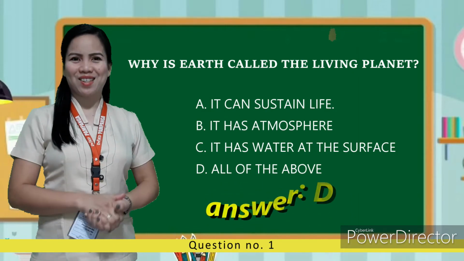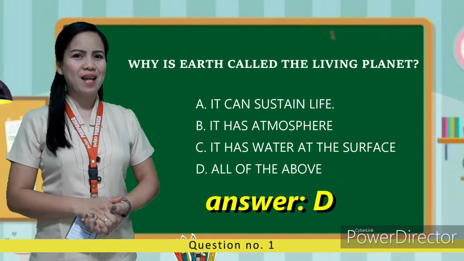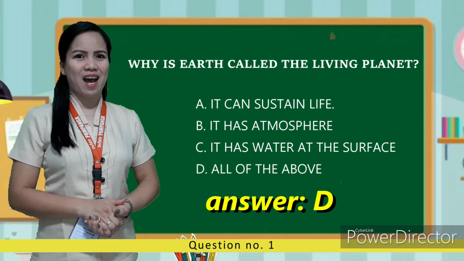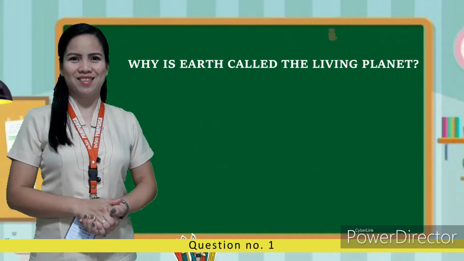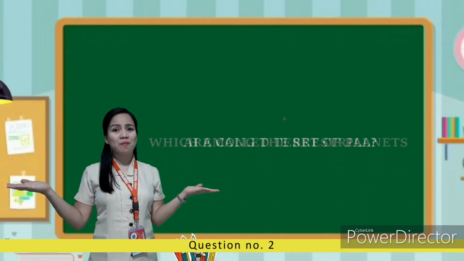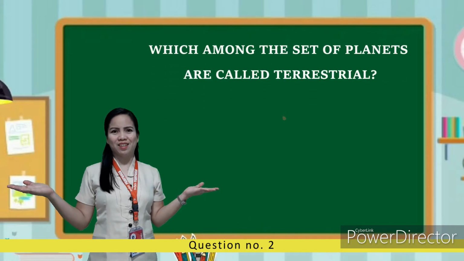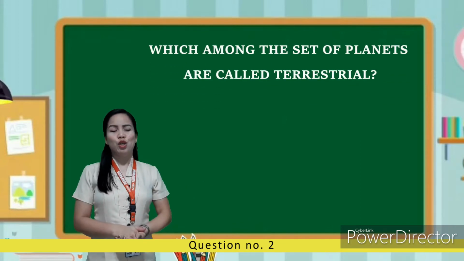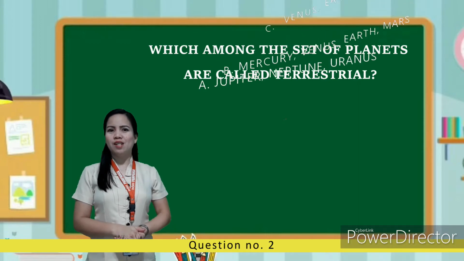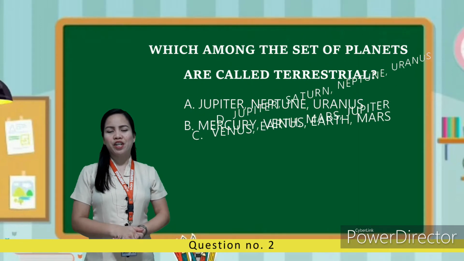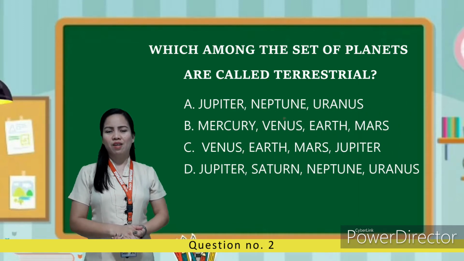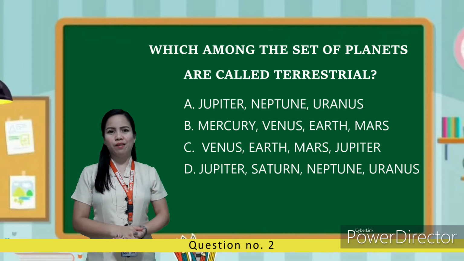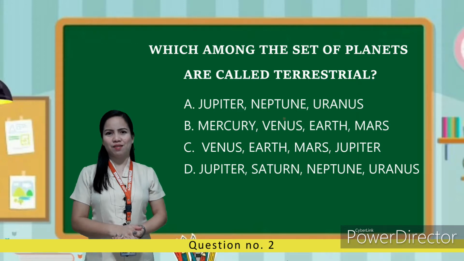Correct! It's letter D. Earth is a living planet because it can sustain life, it has an atmosphere and water at the surface. Which among the set of planets are called terrestrial? A. Jupiter, Neptune, Uranus. B. Mercury, Venus, Earth, Mars. C. Venus, Earth, Mars, Jupiter. D. Jupiter, Saturn, Neptune, Uranus.